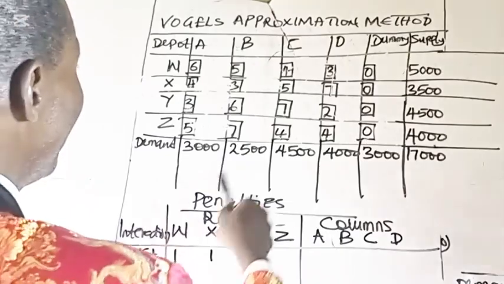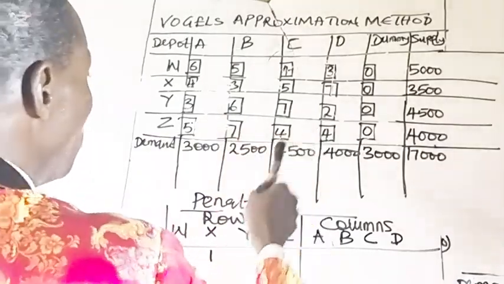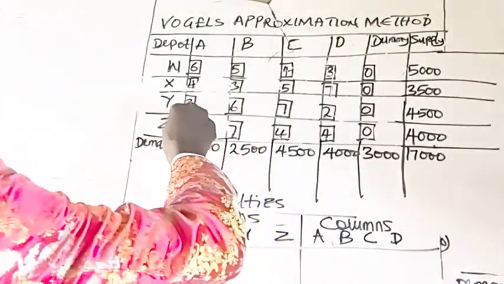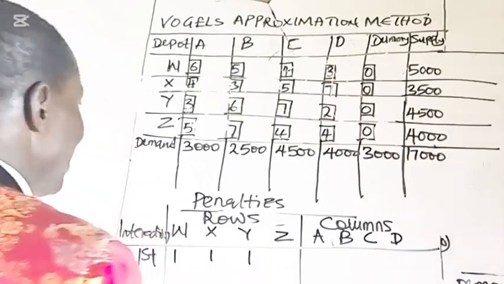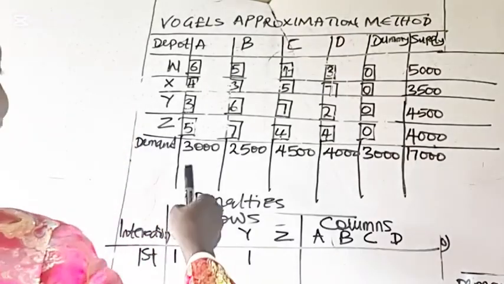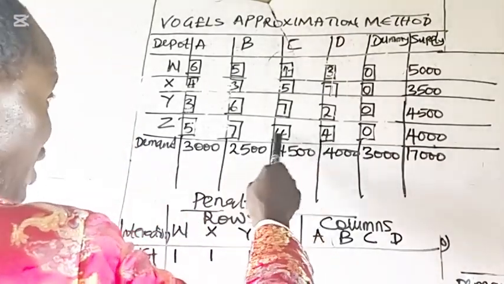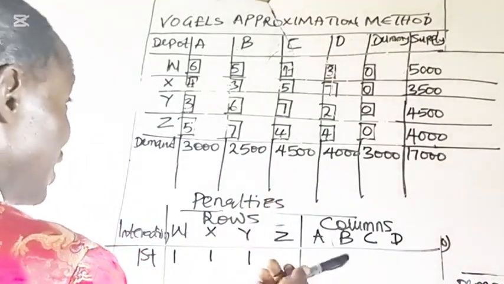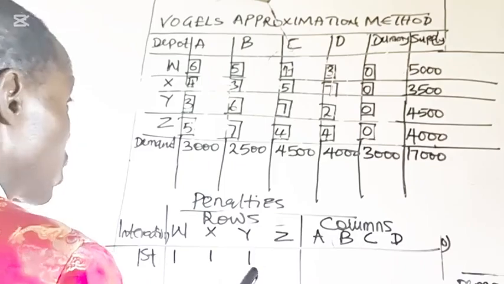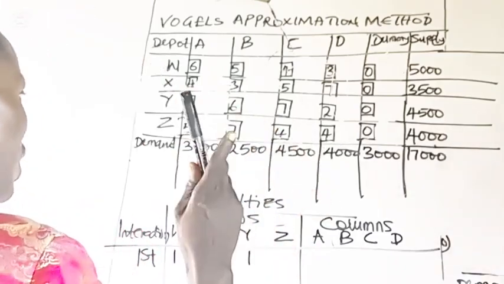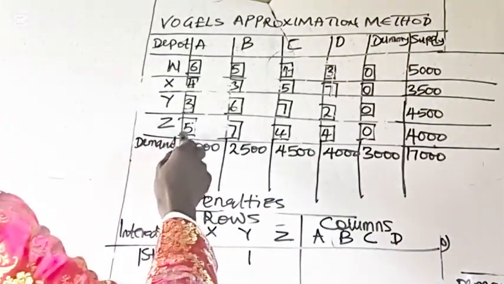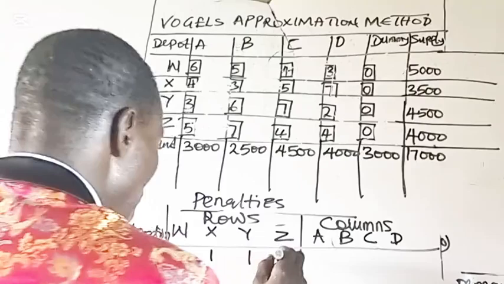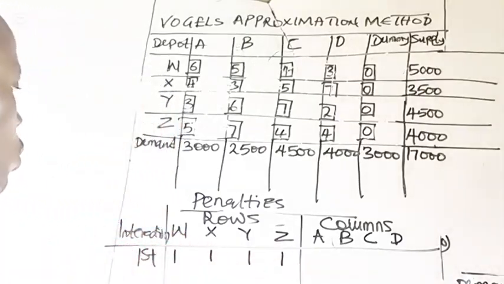Row Y, the least cost is 2. The next least cost is 3. 3 minus 2, that will be 1. Then we have row Z. The least cost is 4. Since 4 is repeated, you don't need to count 4 as the next least cost. 4 once is chosen, then the next to it is 5. 5 minus 4, that will be 1. That is for the rows.